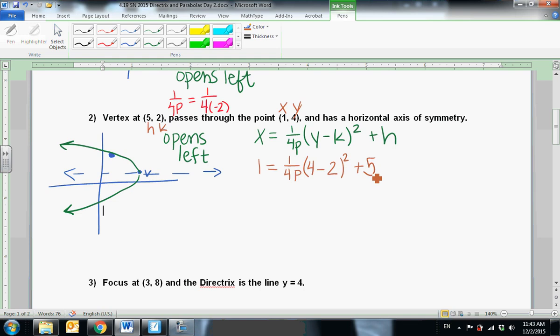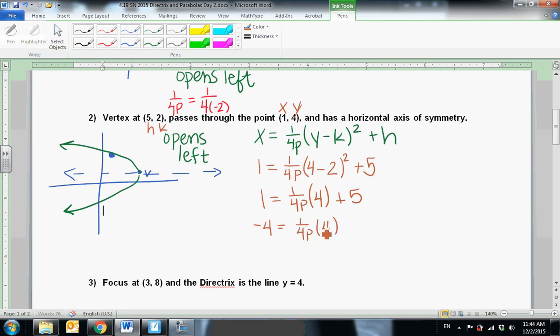Okay? All right. What should we simplify first? Yeah, that parentheses. 4 minus 2 gives us 2. And 2 squared is 4. So this is 1 equals 1 over 4p times 4 plus 5. All right, let's get rid of this 5, right? Subtract 5, that would be negative 4 equals 1 over 4p times 4.